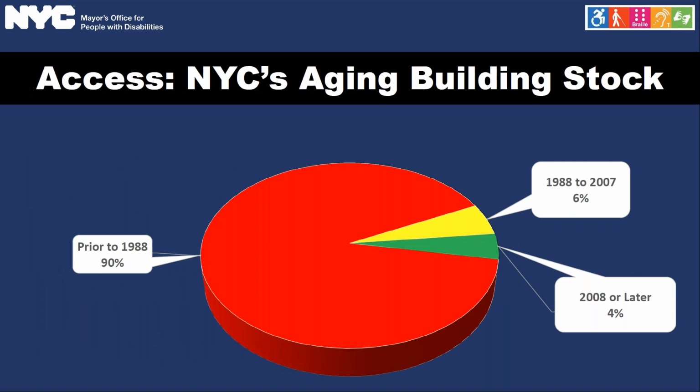So another barrier to accessibility in New York City, we're an old city. I chose these categories based on those laws that we talked about. So prior to 1988, which is when Local Law 58 was implemented, 90% of the residential building stock was built prior to 1988. In those interim years before the code refresh and after Local Law 58, about 6% was built, and then new construction 2008 and forward, 4%. So as you can see, a very, very small percentage of residential buildings in New York City are obligated to use this updated code that mandates usability and accessibility.